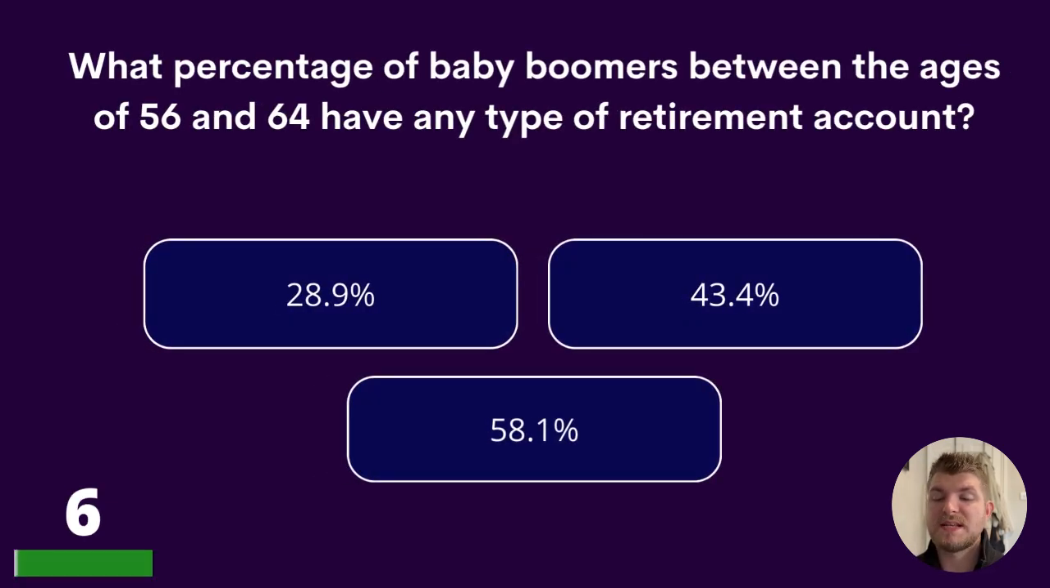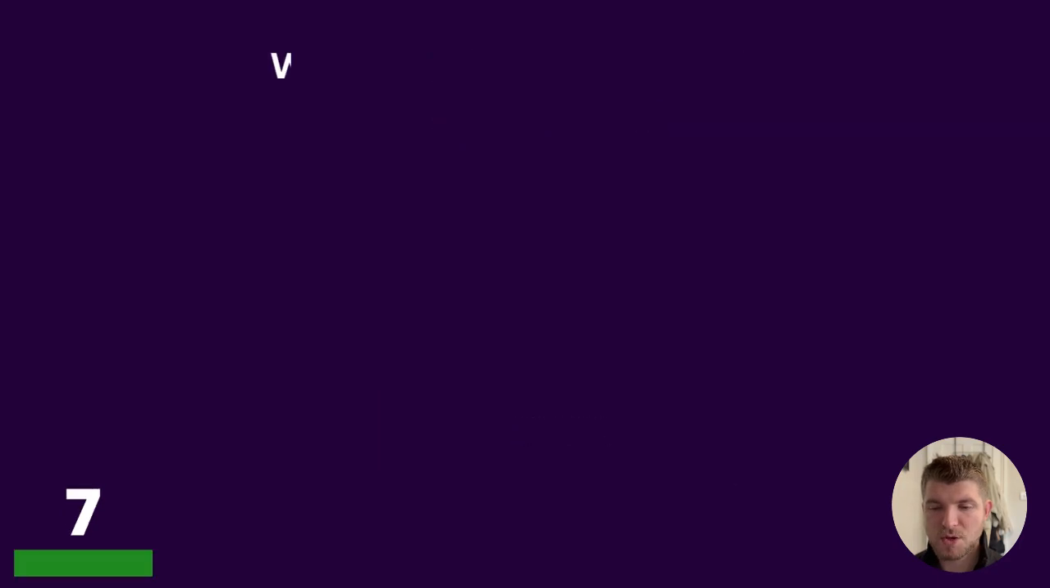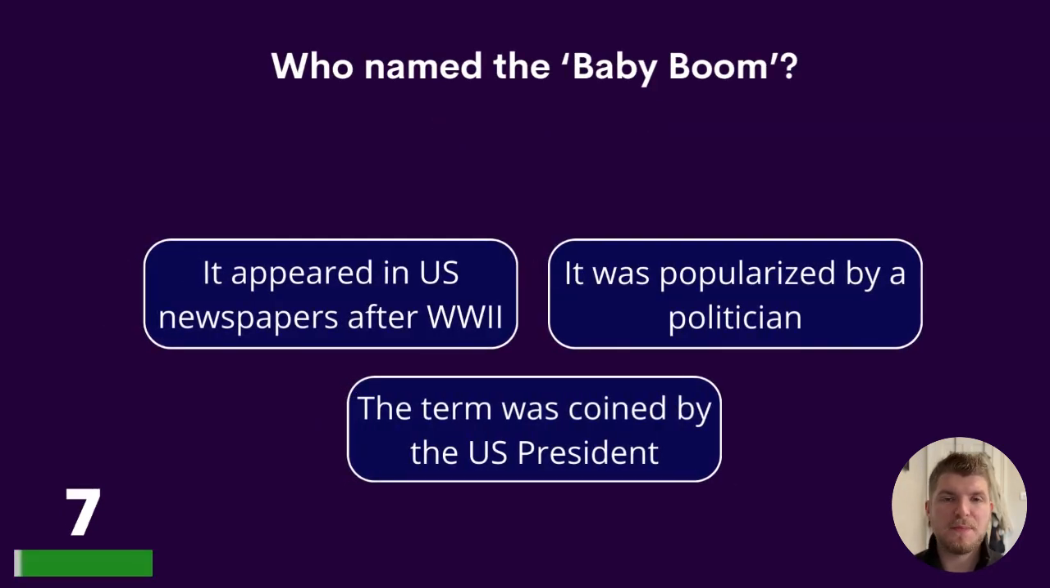6. What percentage of baby boomers between the ages of 56 and 64 have any type of retirement account? 28.9, 43.4 or 58.1%? The answer is 58.1%.